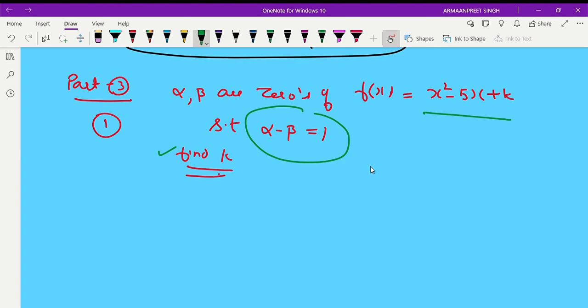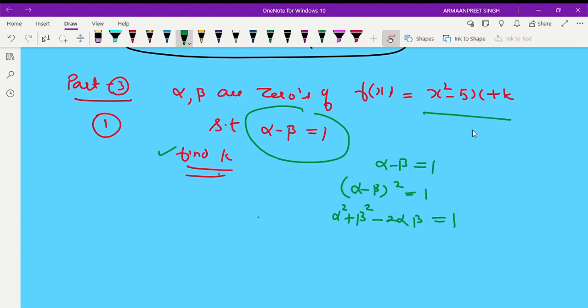Let's start. Alpha minus beta is 1. If you square it, then alpha minus beta whole square is equal to 1. Alpha square plus beta square minus 2 alpha beta is equal to 1.